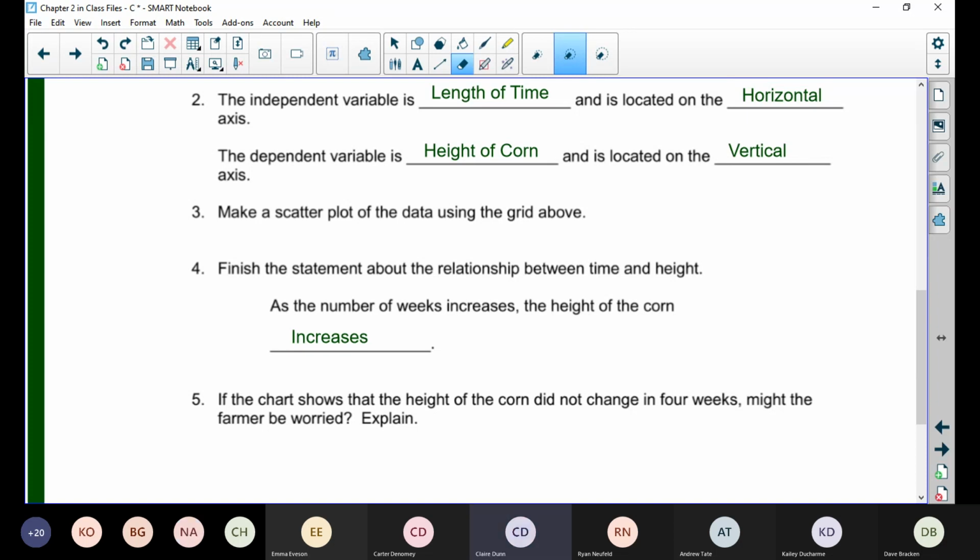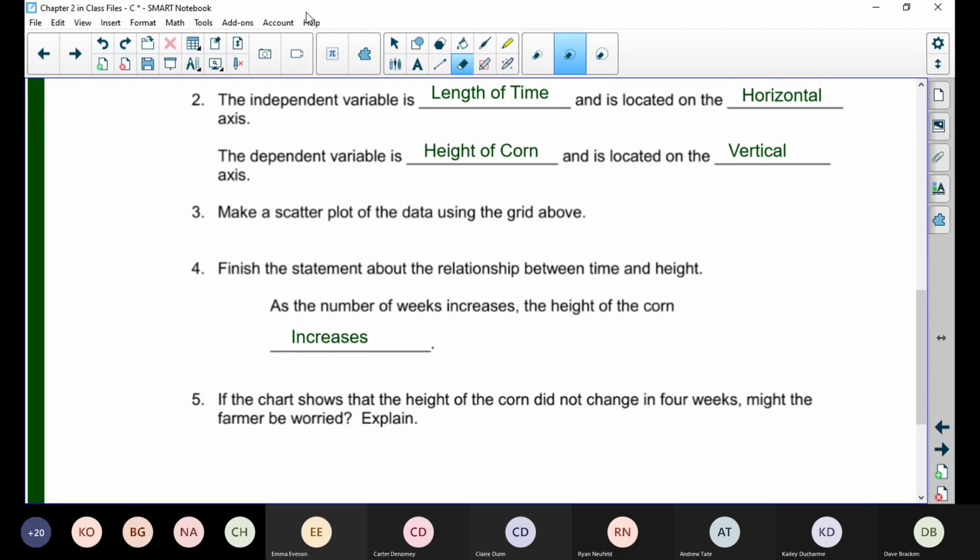Because if it's not growing, it could mean that it's dead. Absolutely. If it's not growing, Claire, there's something wrong. There's either a disease, something isn't right if that corn isn't growing. And I would agree 100%. I think most people would put yes.